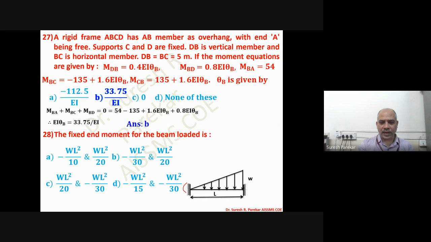The fixed end moments that we know for this: at zero height of the triangle, we have the value WL square by 30. And for the maximum load, we are going to get this value as WL square by 20. So we have this value WL square by 20. So option we have B.